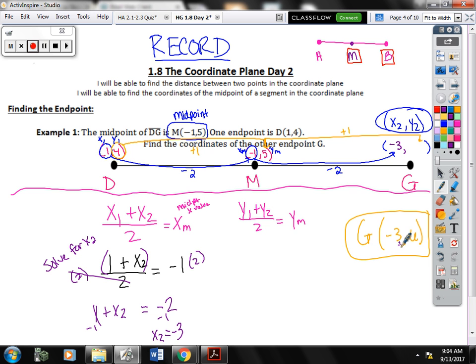pattern. You would do the same thing for the y values. So y1 was 4. y2, at the time, we did not know what that is, so that would just stay as y2, our unknown, all over 2, equals y sub m, which we have as 5. Again, we would solve this for y2. So the first thing we would do is undo the division with multiplication.